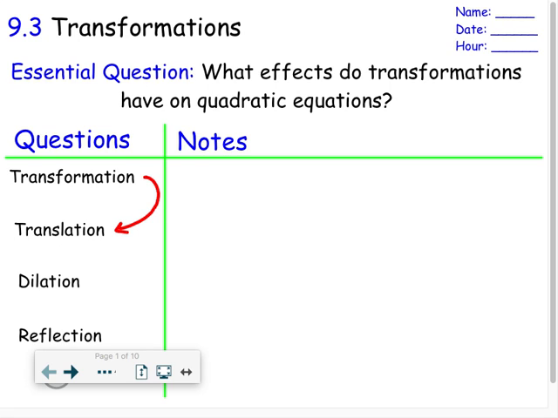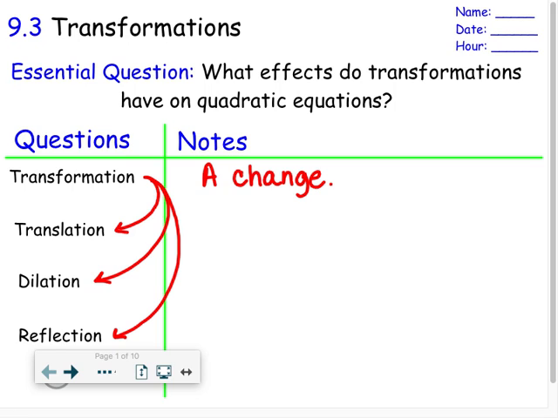So these are all types of transformations. And a transformation is a change. When something transforms, it changes in some way. So the changes that we're going to be looking at, a translation is sometimes referred to as a slide. So it's when you take a figure and you slide it to a new location. It may slide to the left, to the right, up or down, or some combination of those things. It does not change in size or shape, though.